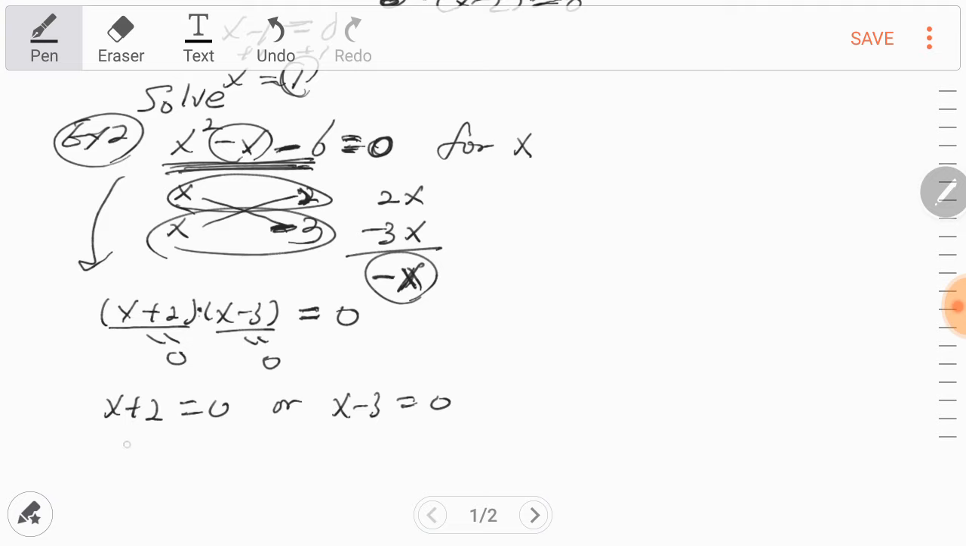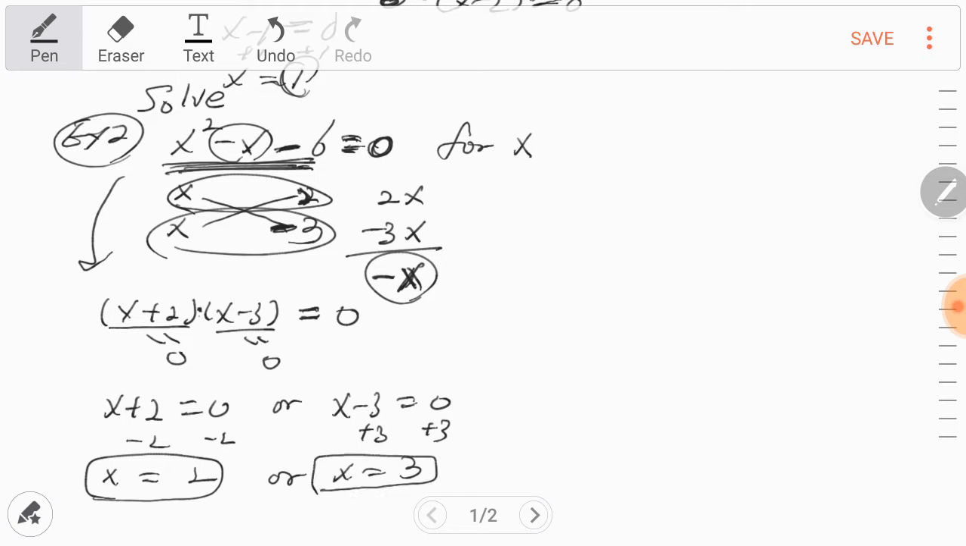From the first equation, we subtract 2 from each side, then x equals negative 2. So we found one value of x. From the second equation, plus 3 each side, then x equals 3. So there are two values of x, negative 2 and 3. Whenever x is negative 2 or 3, this trinomial becomes 0. The equation is true. So the solutions are negative 2 and 3.